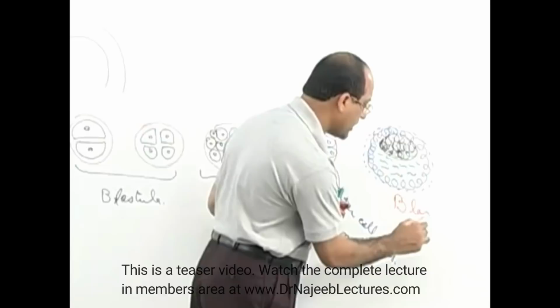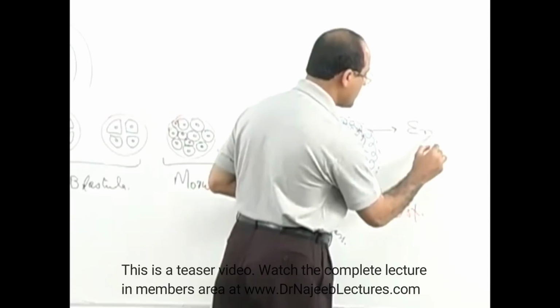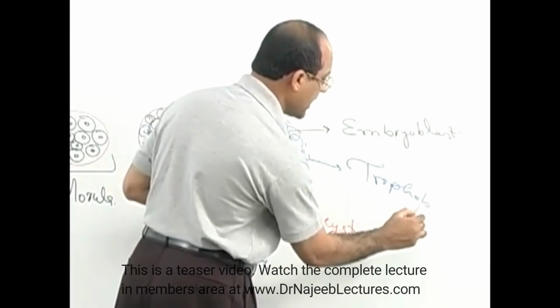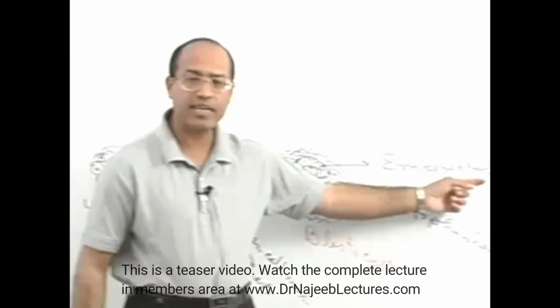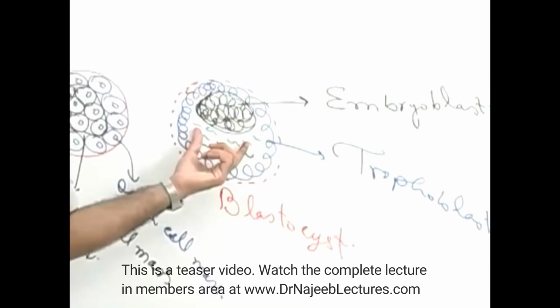And in this blastocyst, inner cell mass is now called embryoblast. And outer cell mass is now called trophoblast. Blast means cells which are rapidly proliferating. Embryoblast means the mass of cells which are rapidly proliferating and going to make embryo.